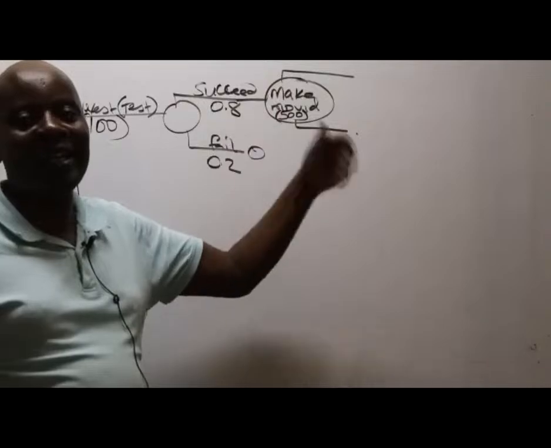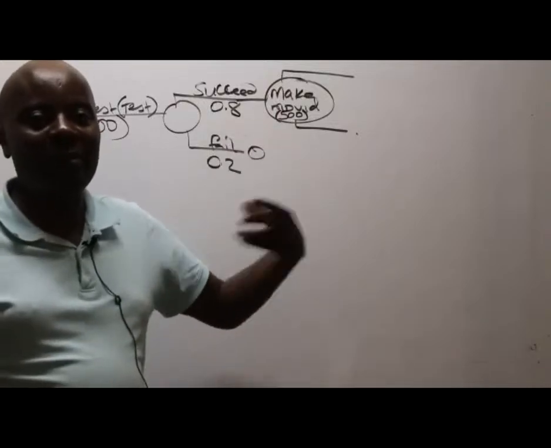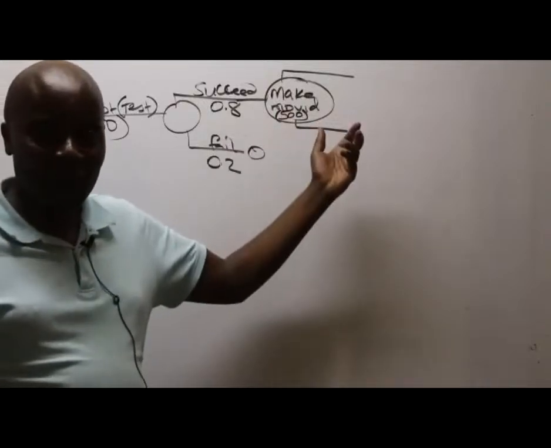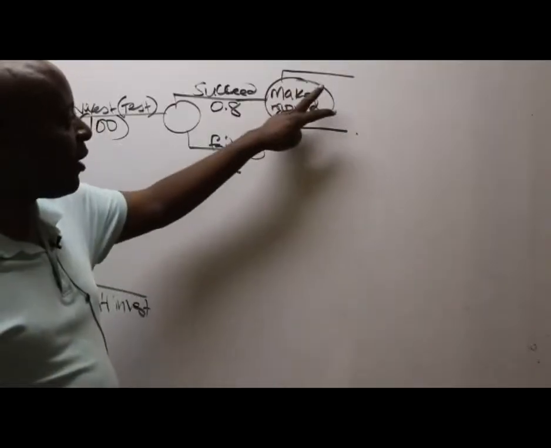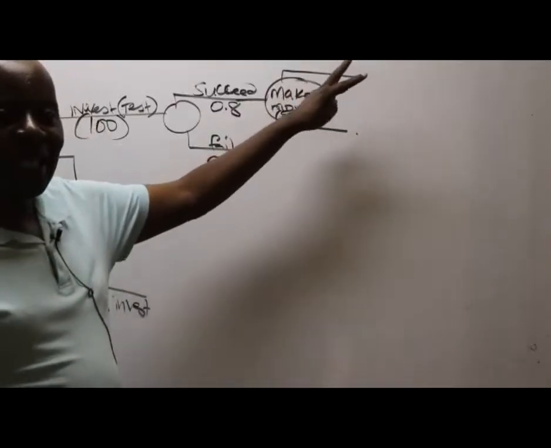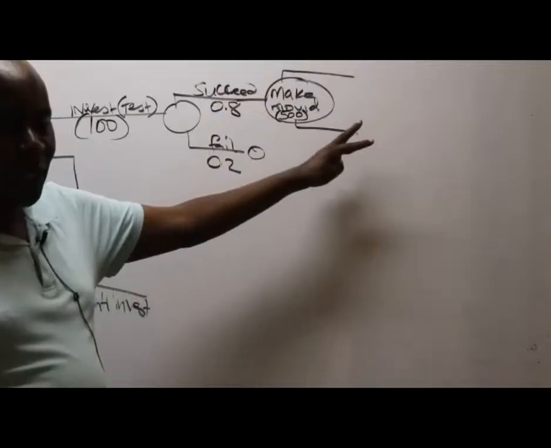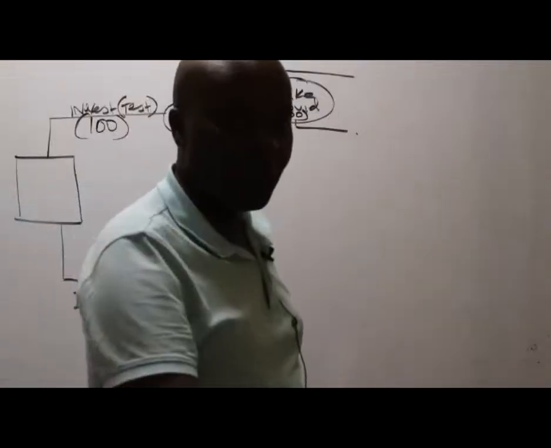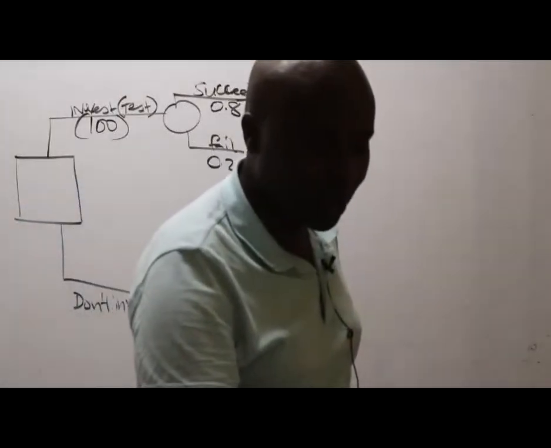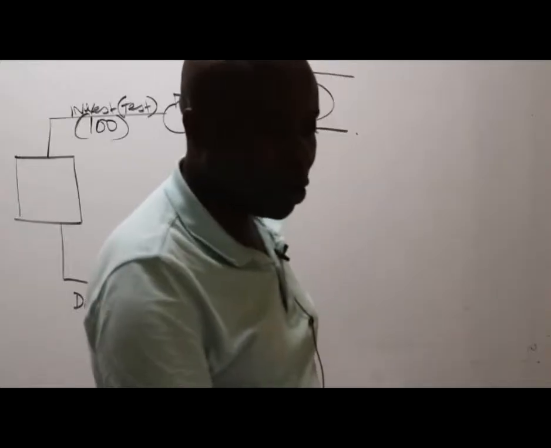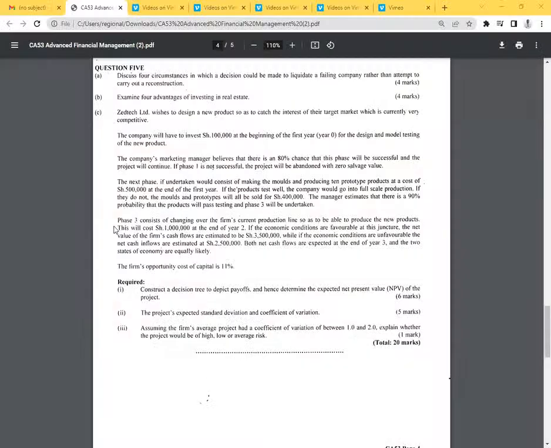Can somebody try? Why do you think I am capturing this in the form of a circle? It's because the events which are coming after it are probabilistic. They are slippery. So what have they told us, ladies and gentlemen, in the question? They've told us that the next phase, if undertaken, would consist of making the molds and the prototype, producing 10 prototype products at a cost of 500 at the end of the first year.